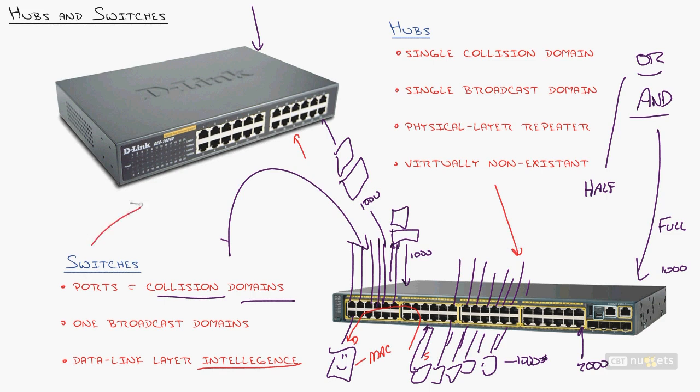Can I also introduce one more term at this point? It's going to be called an ASIC, right?